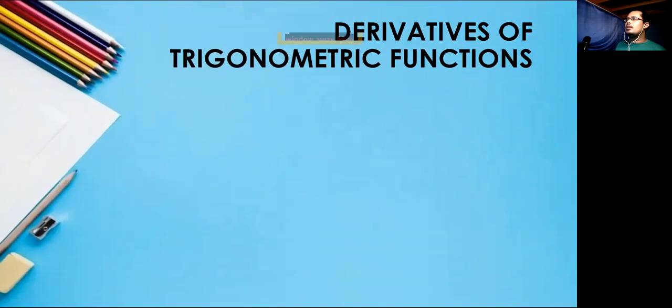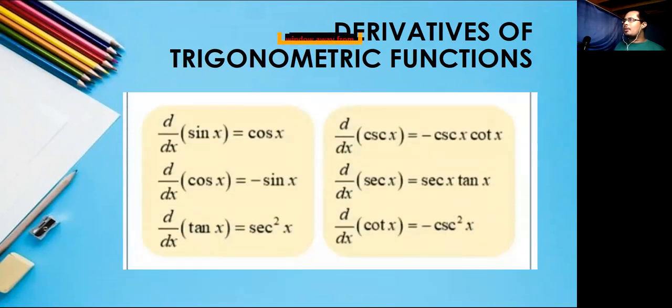Let's proceed. Here we have the derivative of trigonometric functions. Here are some formulas that we're going to use in determining the derivative of the trigonometric functions. The derivative of sine x is equal to cosine of x, the derivative of cosine x is equal to negative sine x, and the derivative of tangent x is equal to secant squared x.